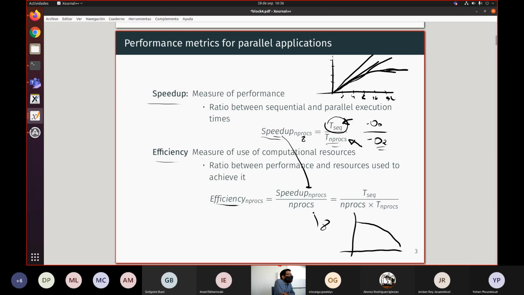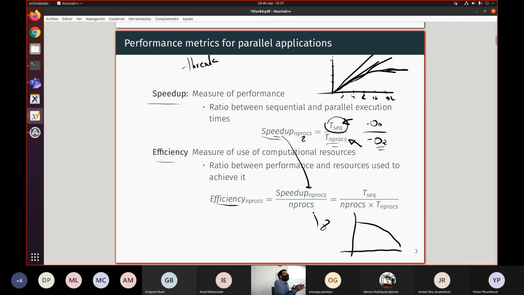When you see a number of trees... Is the number of trees? Of threads? What do you mean? Threads. Ah, okay, sorry. Yeah, it depends. The number of threads can be the number of processors or not.